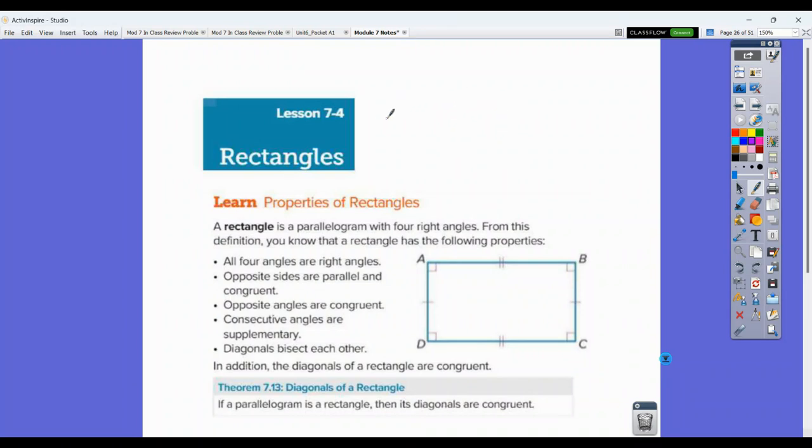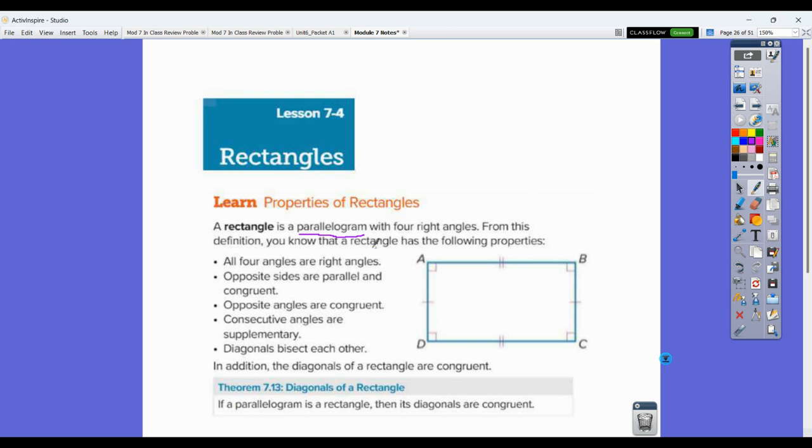Okay, now we're in 7.4, which is on rectangles. So we're going to talk about our properties of rectangles here. A rectangle is a parallelogram, so that's important to know. All of the properties we've talked about with the parallelogram are still true for a rectangle, with 4 right angles. So we have this extra big property here.